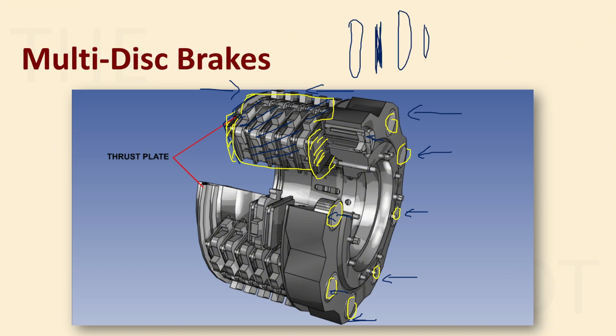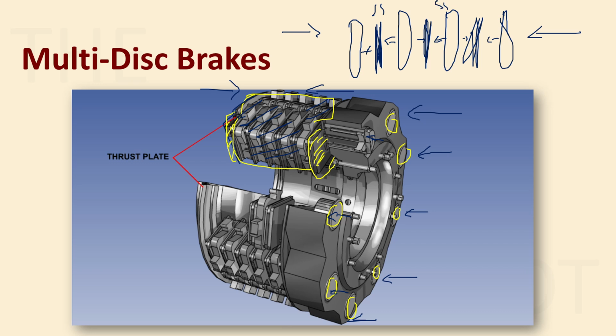Again, your rotors and then your stators, and then rotors and then your stators. So all of this is being what? Compressed because of the forces from the piston, right? And since this is getting compressed, what is happening? The stators and the rotors are coming in contact with each other. As they come in contact, the friction is causing them to stop, converting kinetic energy into heat energy, right? So this is exactly how your multi-disc brakes work.